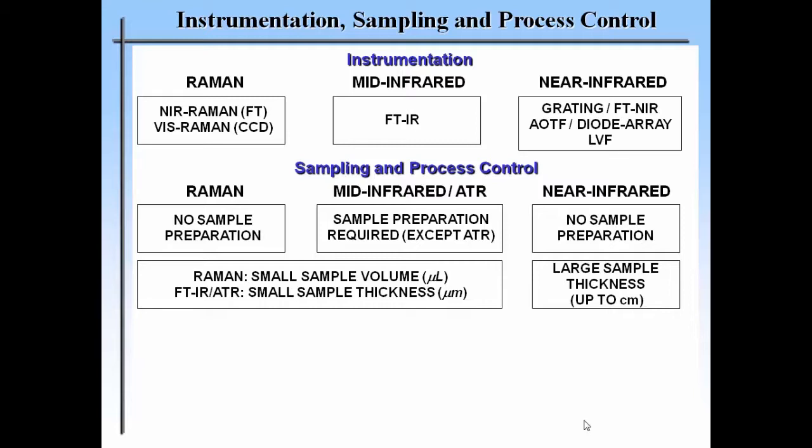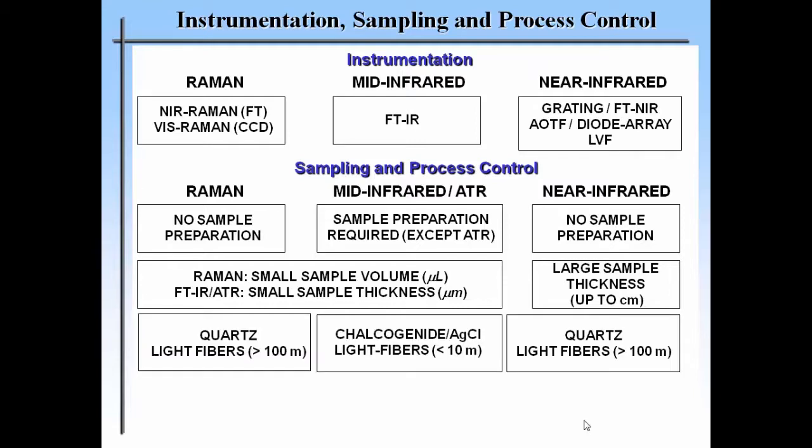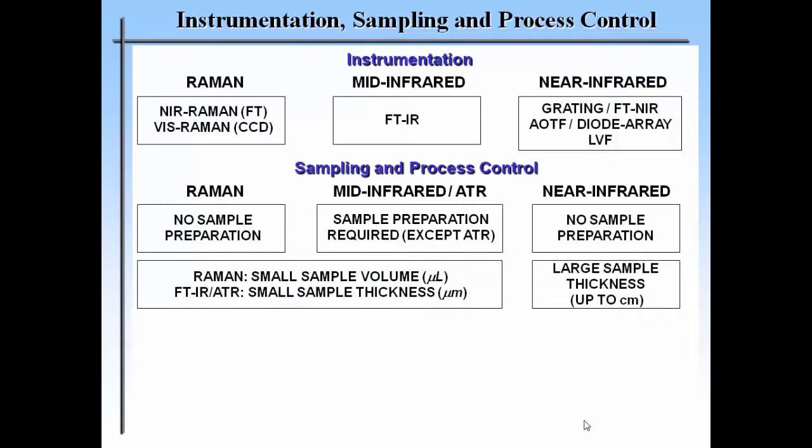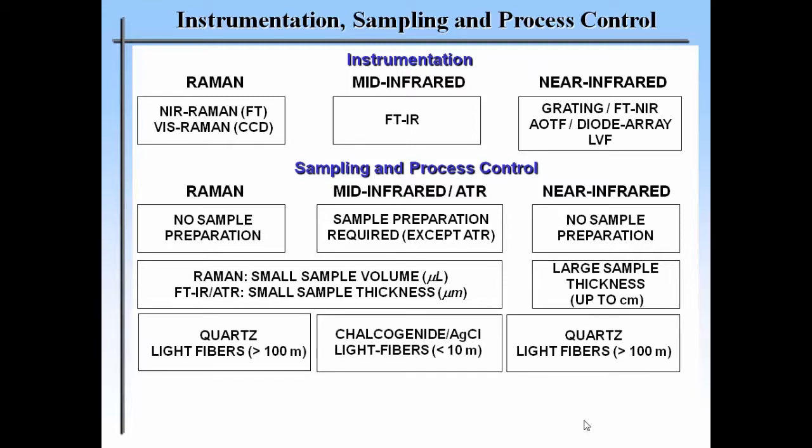In the ATR technique, you focus on a very small thickness, only a few micrometers. So again, you have to be sure that this surface is characteristic for the whole sample underneath. And the advantage of near-infrared is that you can focus on large thicknesses, up to centimeters, depending on the concentration or dilution of the sample.